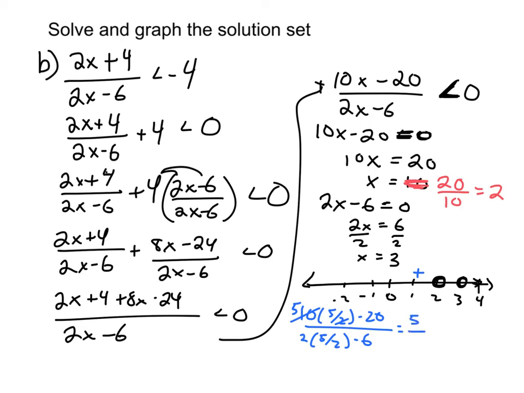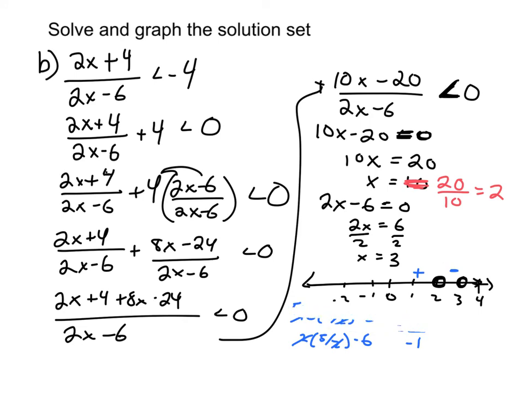And then, these two will cancel, so it'll be 5 minus 6, which is negative 1. So this is going to be a negative, because 5 divided by negative 1 is a negative number. Negative 5. Okay. Then lastly, let's do one more test point.